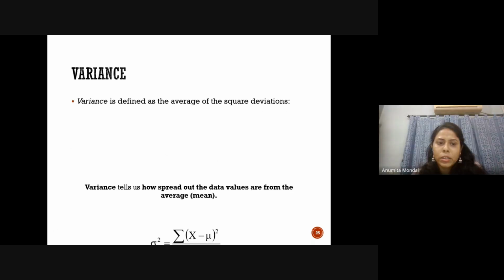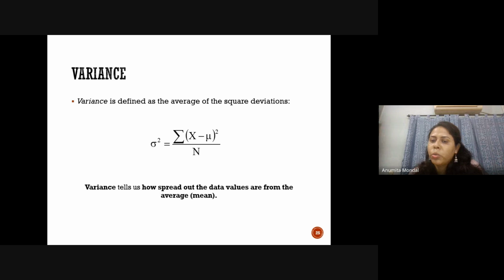Next is variance. Variance is defined as the average of the squared deviations, where sigma square equals the sum over (xi minus mu) the whole square divided by n. Variance tells us how spread out the data values are from the average, the mean.